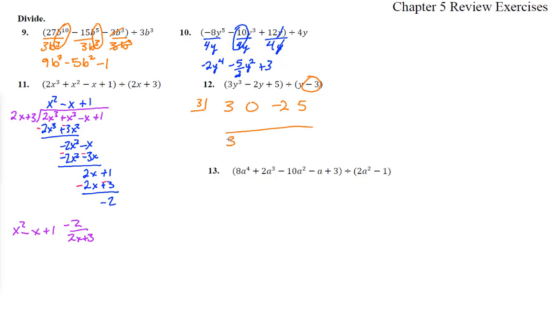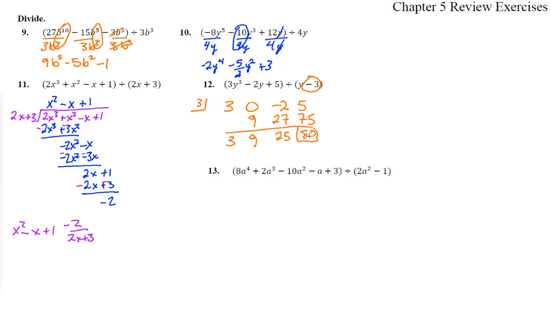3 times 3, we multiply to put the 9 right there. Then 0 plus 9 is 9. 3 times 9 is 27. Negative 2 plus 27 is a 25. 3 times 25 is 75. And 5 plus 75 is an 80.